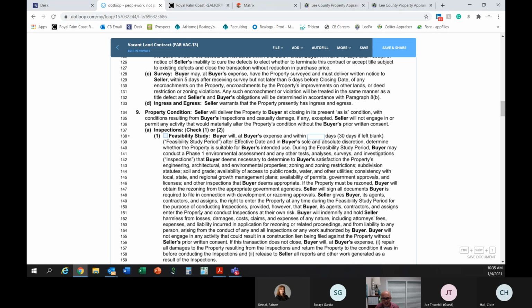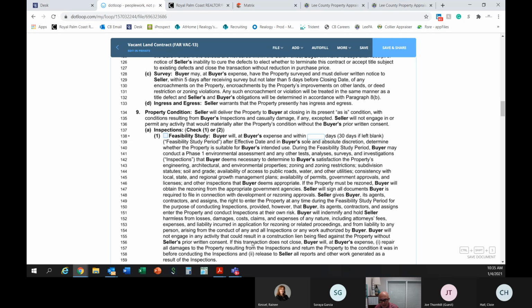Seller gives buyer and its agents, contractors, and assigns the right to enter the property at any time during the feasibility study for the purpose of conducting inspections, provided, however, that buyer, its agents, contractors, and assigns enter the property and conduct inspections at their own risk. Buyer will indemnify and hold seller harmless for losses, damages, costs, claims, and expenses of any nature, including attorney's fees, expenses, and liability incurred in application for rezoning or related proceedings from the liability to any person arising from the conduct of any and all inspections or any work authorized by buyer.